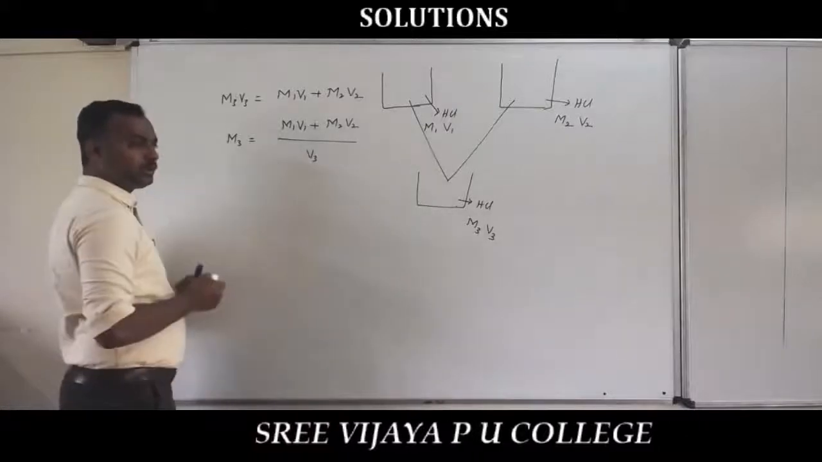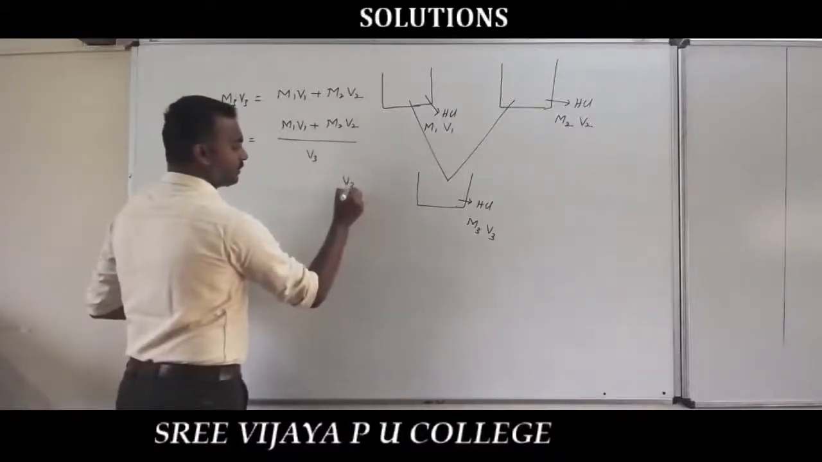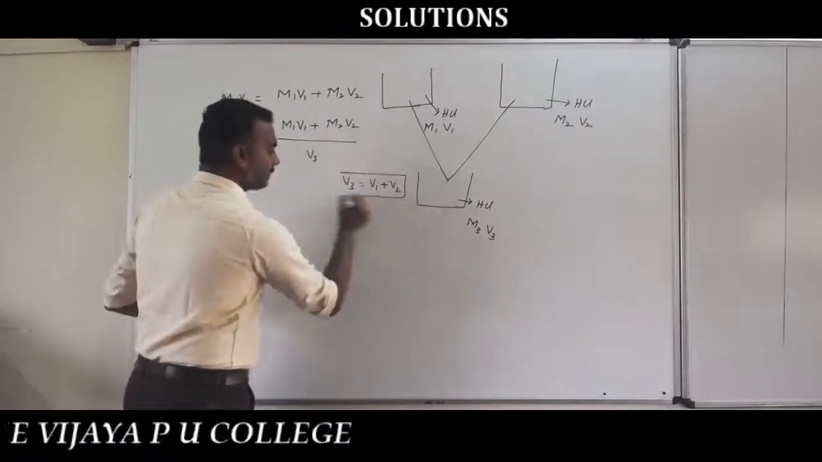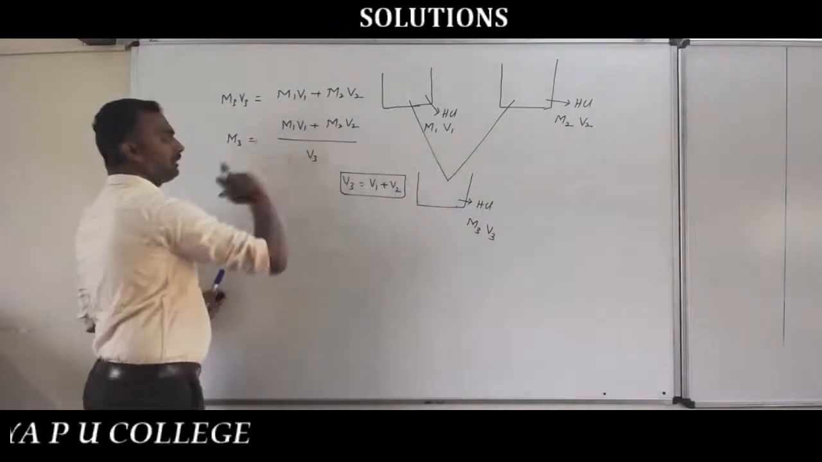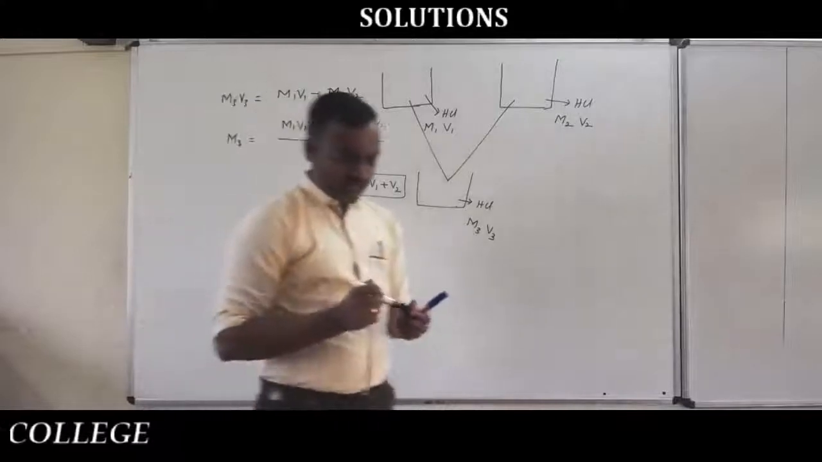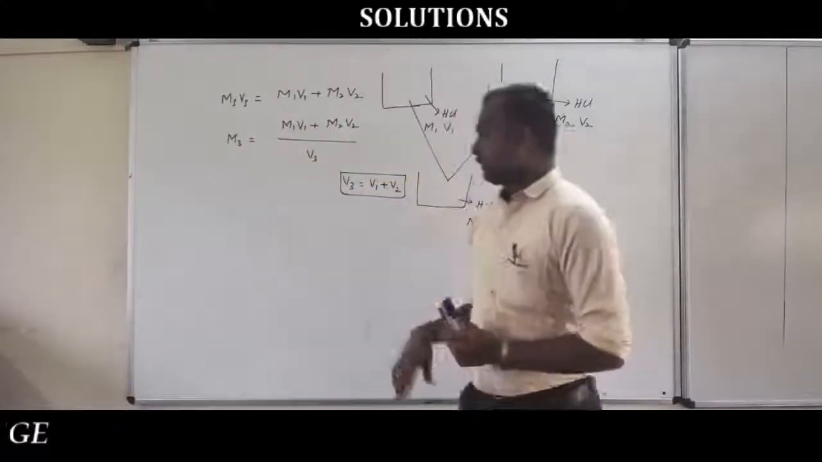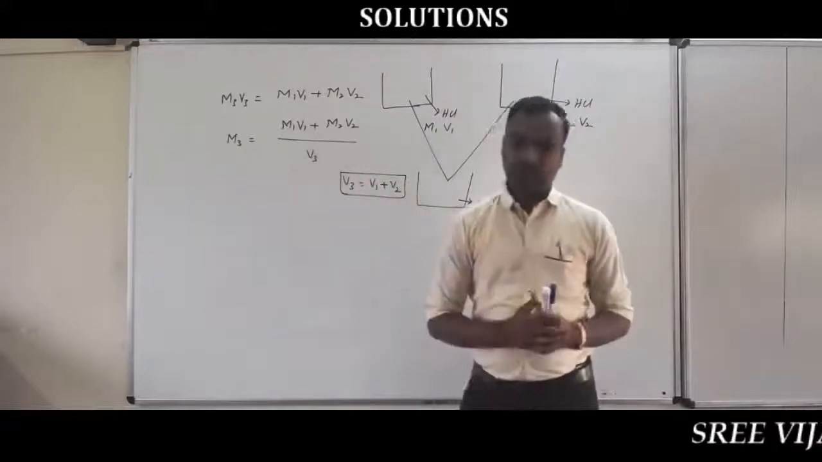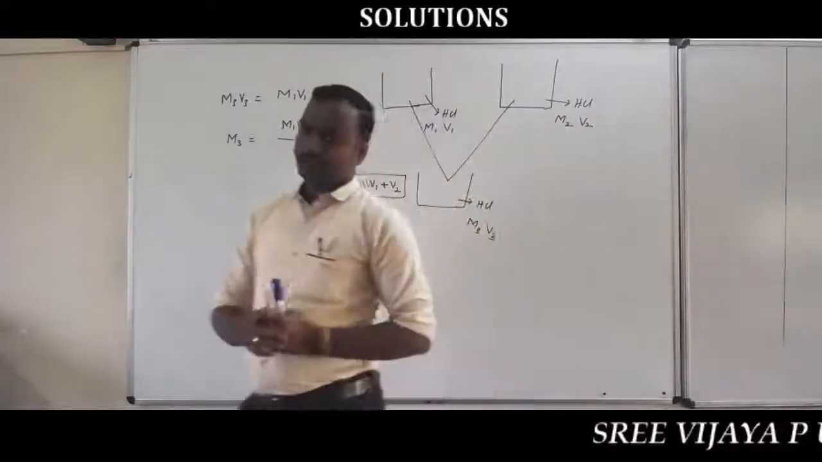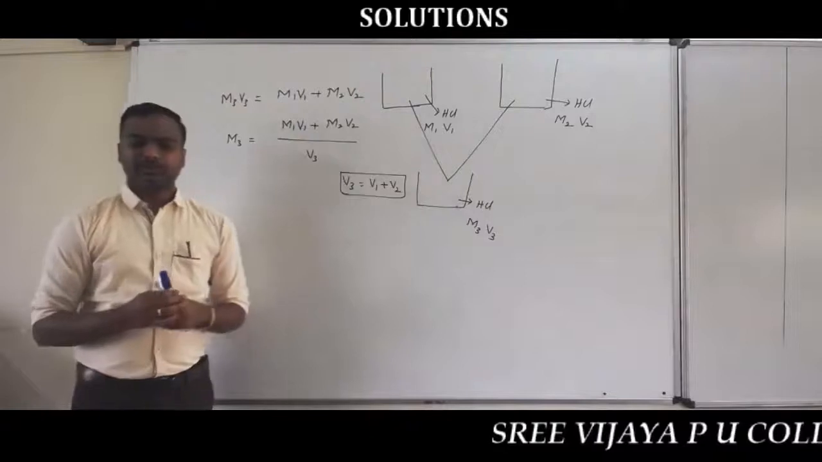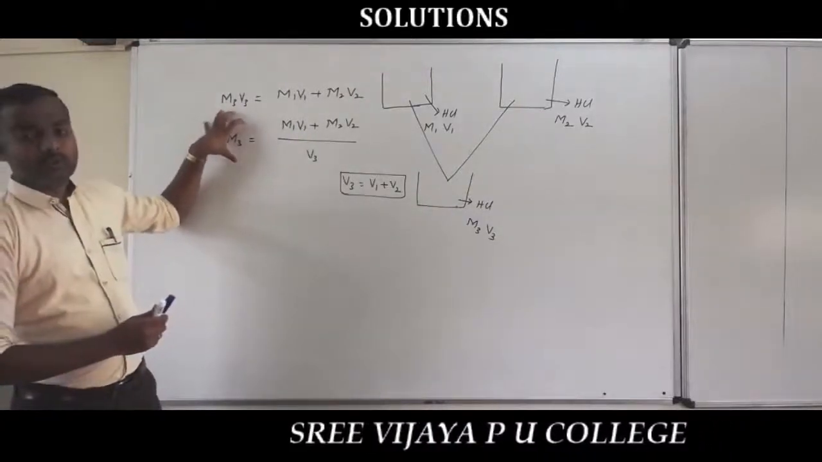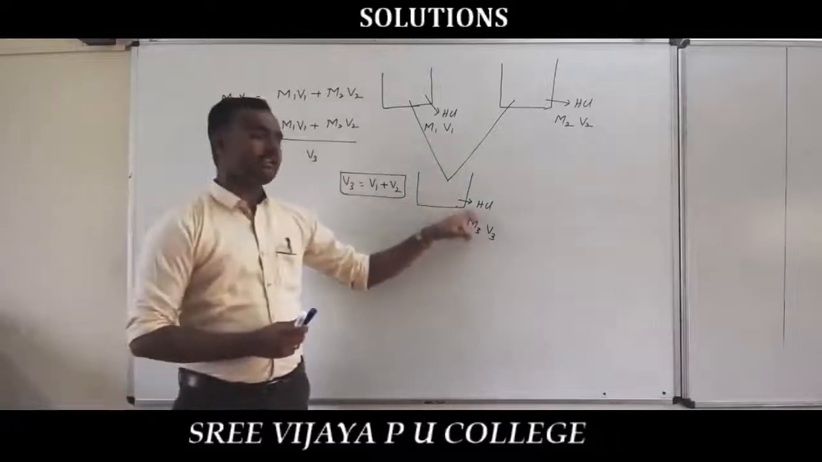Sometimes, if V3 is not given, then it is understood that V3 is equal to V1 plus V2. When it is not given, whatever volumes V1 and V2 are given, if you total them, you get the final volume. Sometimes they give the V3 value themselves, saying that when the two solutions are mixed the total volume should be this. So you substitute that and you can find the final concentration, that is M3 of the HCl solution.